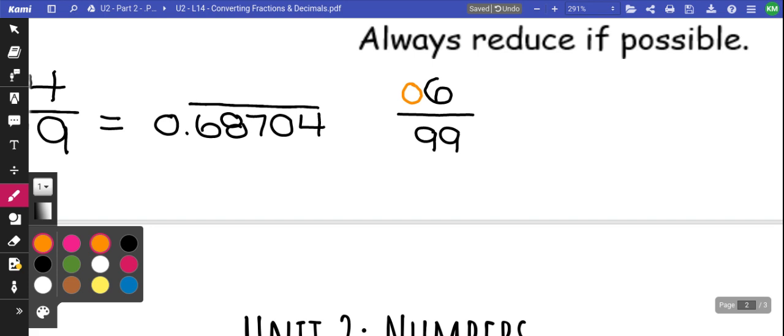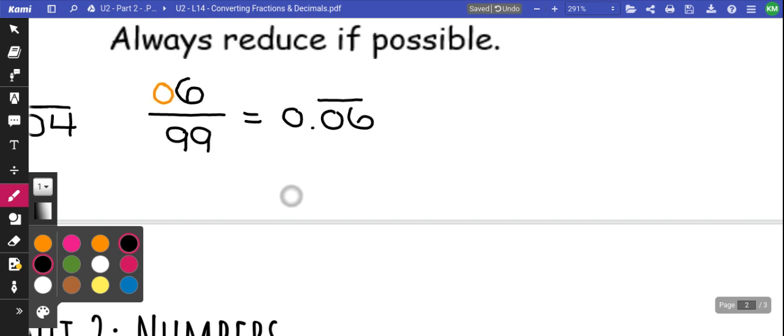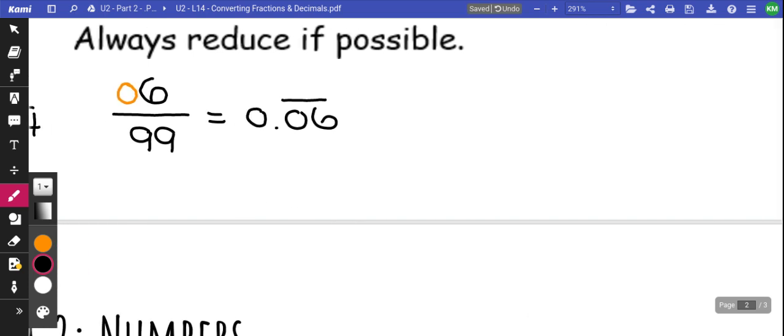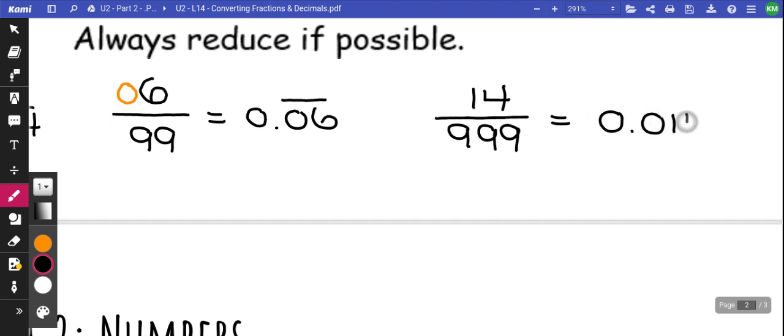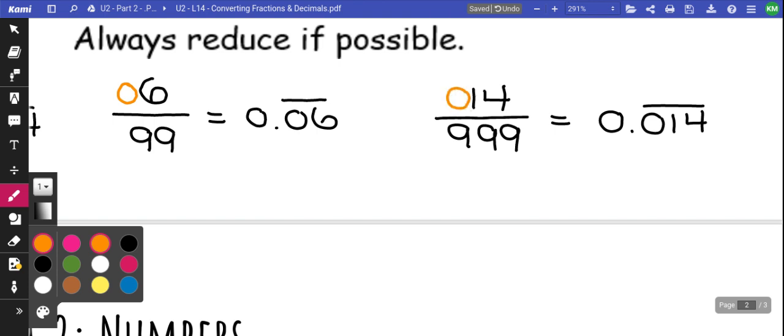If I add the 0 on the front, is 06 the same as 6? Yes. Is 60 the same as 6? No. So you always add it in front, which means that this guy here becomes 0.06, and the 0 and the 6 all repeat. Okay, what if Griffin, favorite number? 14. 14 over 999. Good, 0.014. And be careful, 3 numbers on the bottom, all 3 things repeat.